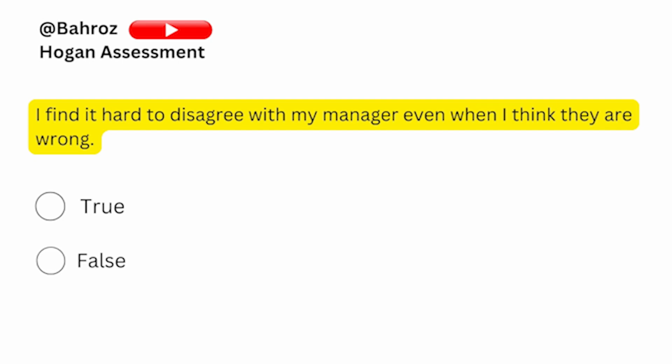Organizations have collapsed because employees were too afraid to tell the boss the truth. You want to show that while you respect authority and work collaboratively, you are confident enough to voice a contrary opinion professionally when the situation demands it. Companies, especially the good ones, want people who can manage upwards, challenge assumptions, and prevent bad decisions. So it's best to answer false here.